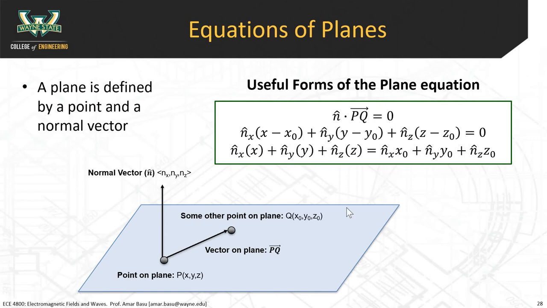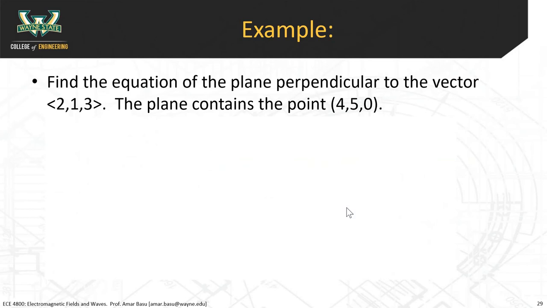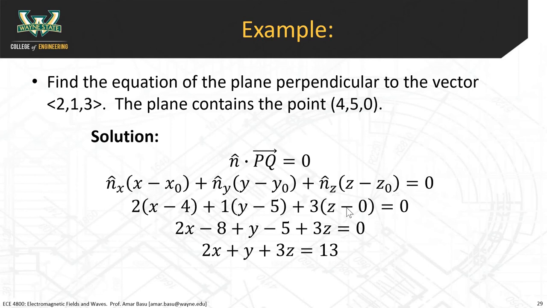All right, so a typical example would be something like this. Find the equation of a plane that's perpendicular to the vector 2, 1, 3, and the plane also contains the point 4, 5, 0. And so here is the solution. The solution looks like this. So the typical problem that you would get is like finding a plane perpendicular to a particular vector, and the plane also contains a certain point.